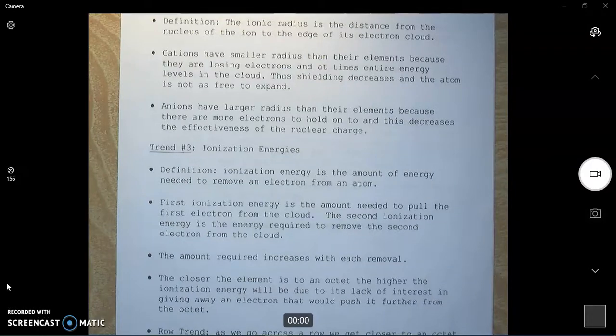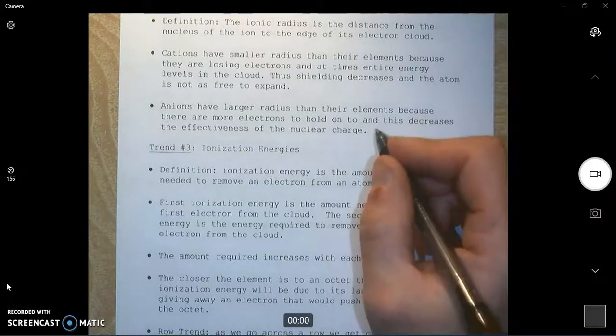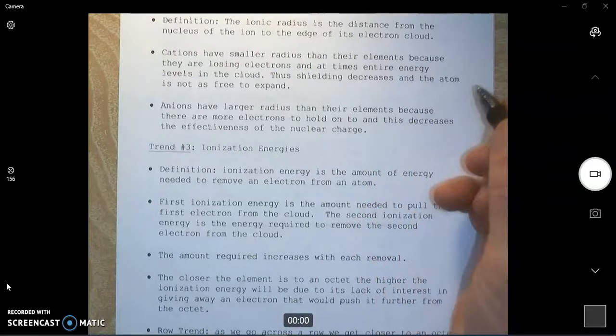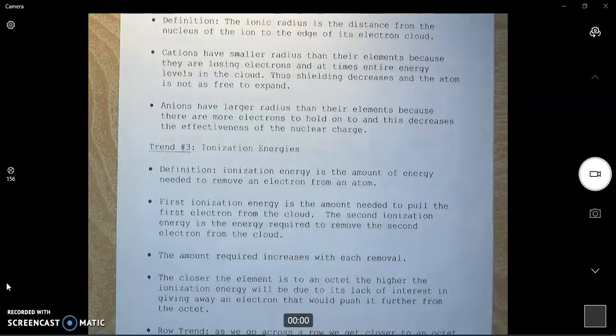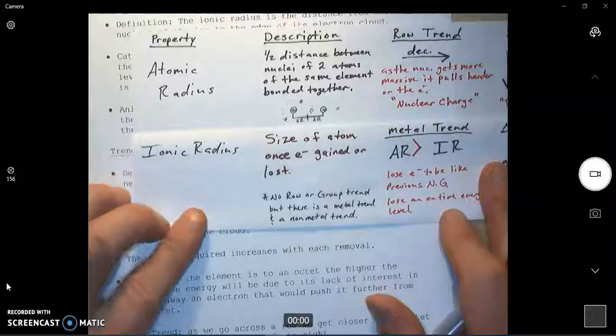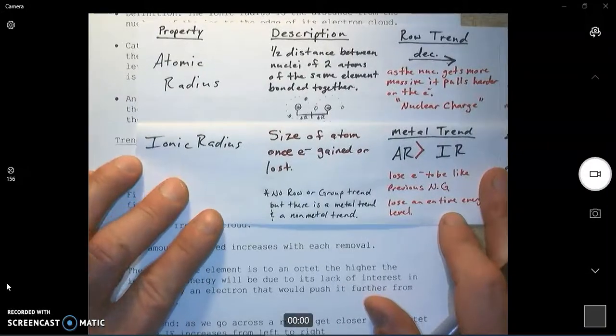There's no decrease in shielding. There's no increase in shielding either, but the nuclear charge stays the same. We have actually less. The nuclear charge actually goes down a little bit, and that means that we have less gravity to hold on to more electrons. So the big picture here is that for ionic radius, we're talking about the size of the atom once an electron is gained or lost.